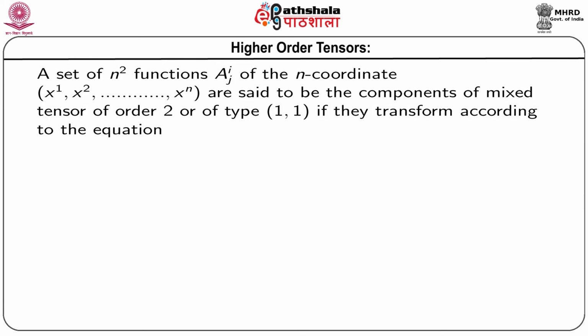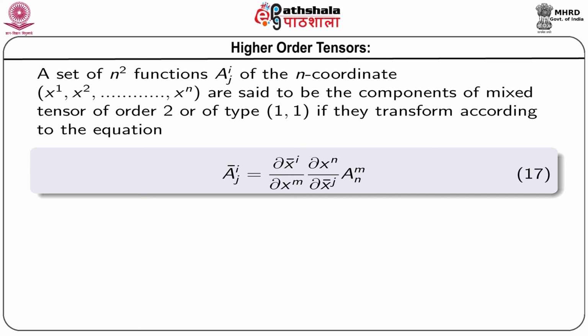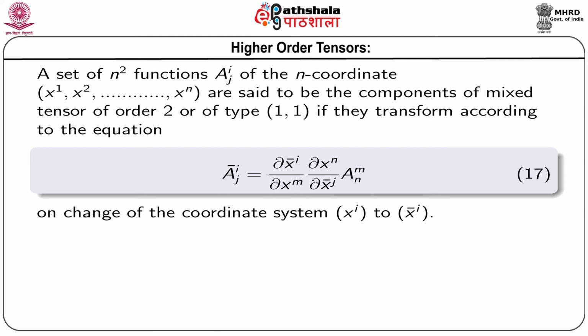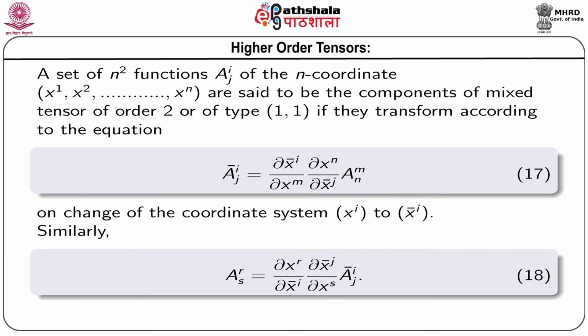And again, for the mixed tensor, a set of n square functions, that means a with upper i and lower j, which are the elements of V tensor product V star, of the n coordinates x1, x2, ..., xn, are said to be the components of a mixed tensor of order 2, or of type (1,1), if they transform according to the equation a bar ij equals del x bar i by del x m, del x n by del x bar j, a mn. So, this is the transformation rule for a mixed tensor of type (1,1) when the coordinate system is changed from x i to x bar i. And similarly, from x bar i to x i, we can write A rs equals del x r by del x bar i, del x bar j by del x s, a bar ij.